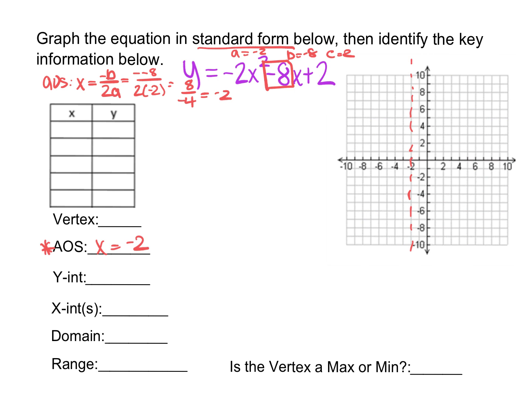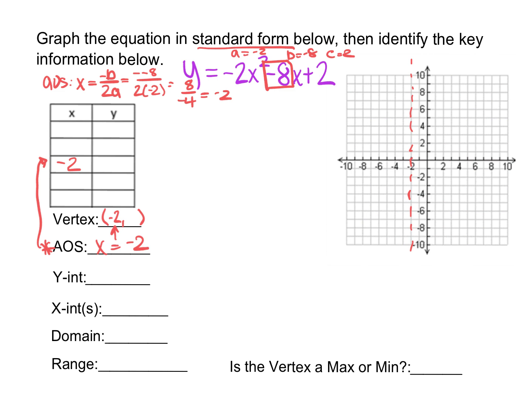of our graph. So now from here, we can actually start working towards finding our vertex as well as other points. The first thing we need to note is that our axis of symmetry goes in the middle of our graph. So we're going to put that x value right in the middle. We also know that the vertex contains this x value from our axis of symmetry, which is negative 2. So there's a lot of relationships that we can look at there.